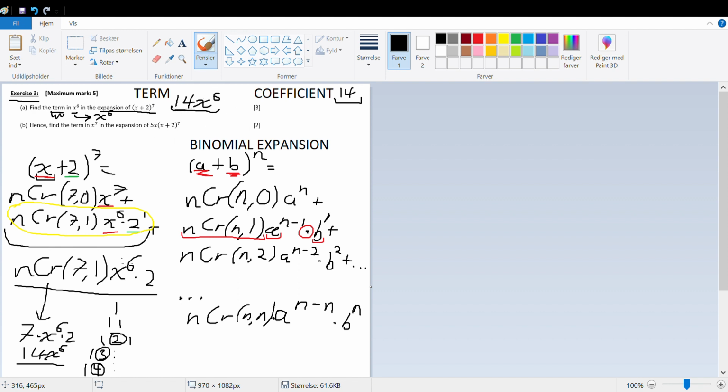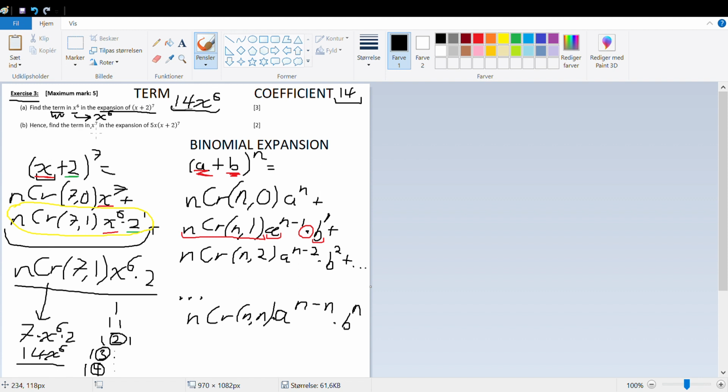We don't actually have to do any more expanding here. I mean, you might think to yourself, oh, but we haven't finished expanding it, but it doesn't matter. The only place where x to the 6th will appear is during the expansion we just showed. Okay, so let's move on to the next one.